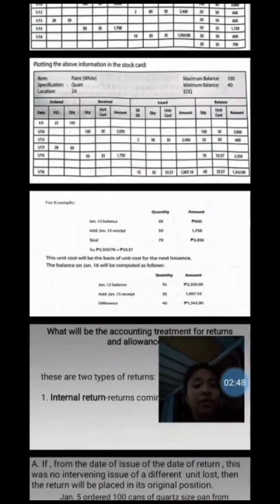So, 2,350 divided by 70 equals 33.57. So that is your balance unit cost, 33.57. If you multiply the two, 70 times 33.57, you come up with 2,350.